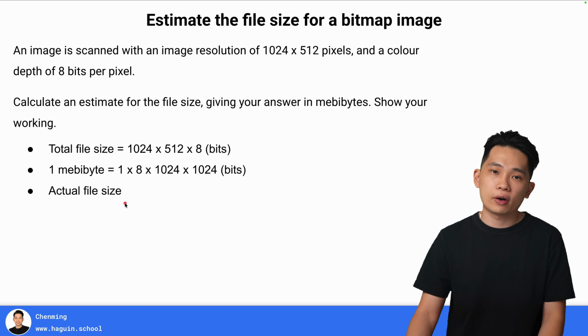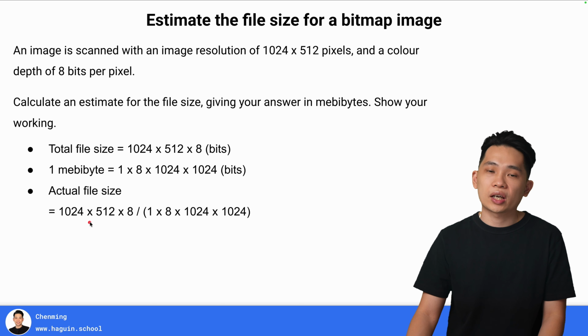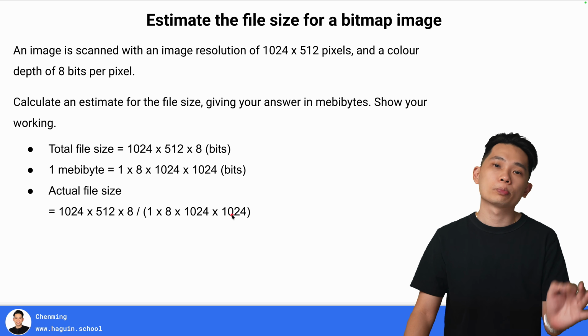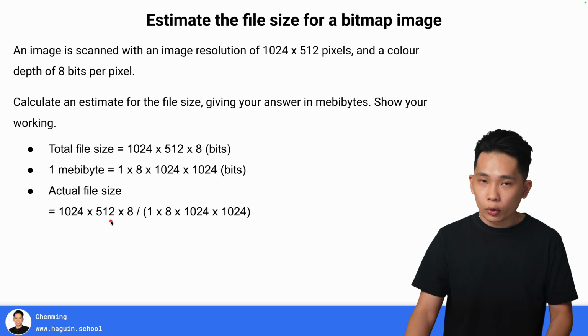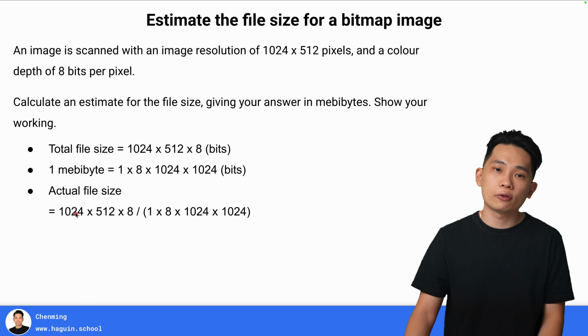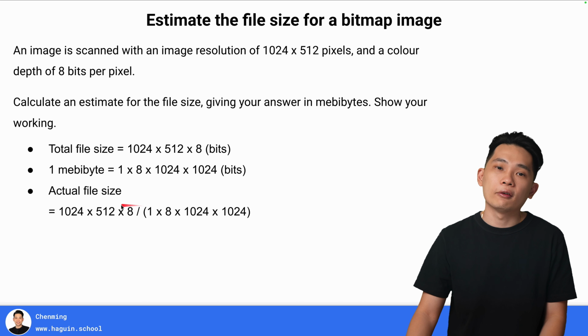Therefore, actual file size is equal to 1024 times 512 times 8 divided by 1 times 8 times 1024 times 1024 here. So for this exam, you are not supposed to use a calculator, so don't bother to do 1024 times 512. We can just do some crossing out here. So first of all, 1024 will cross out with this 1024 here. And then 512 will cross out with this 1024 here, resulting in 1 and 2 here.